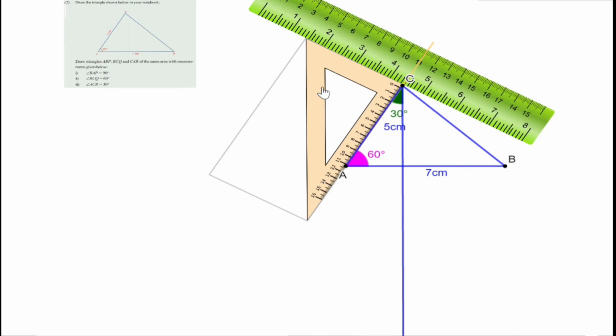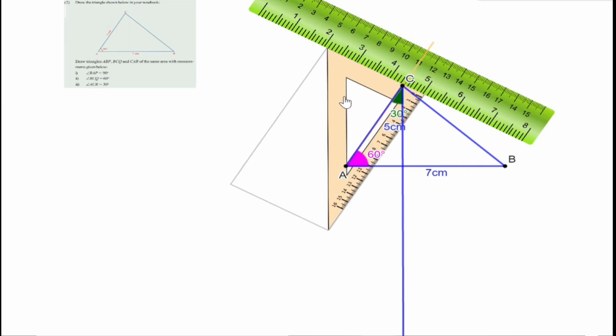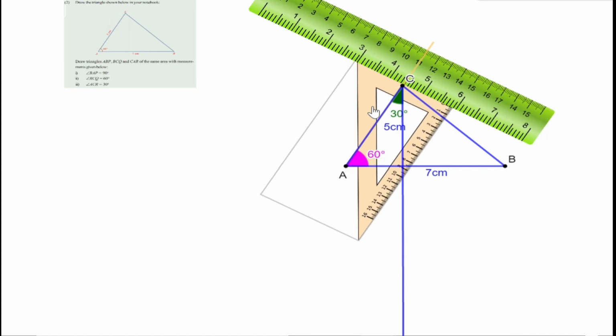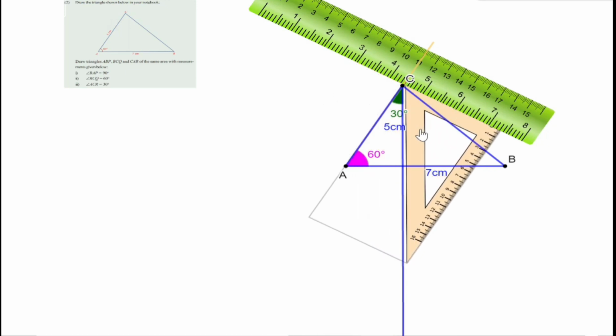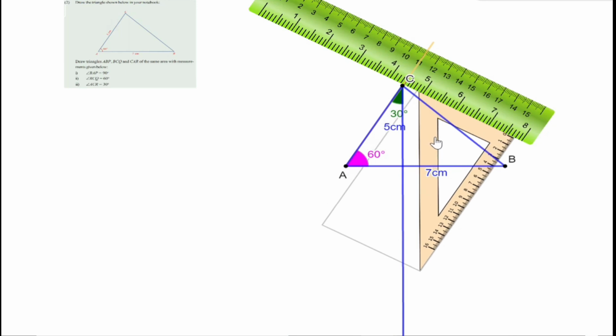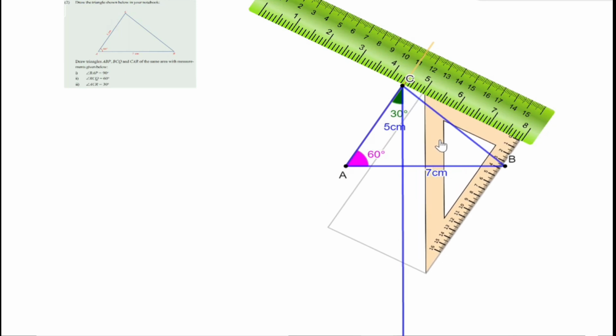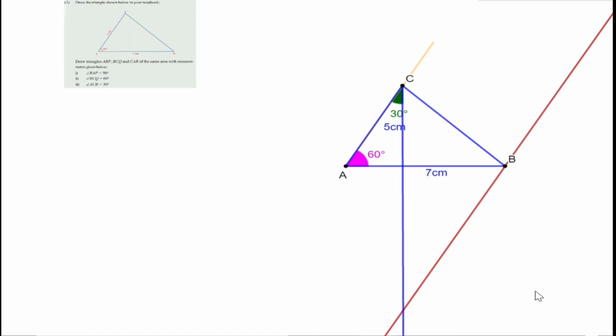Now slide the set square along the ruler till it reaches B. Now draw a line through B. It is parallel to AC. Now mark the point of intersection and join it to A. So this is the required triangle ACR.